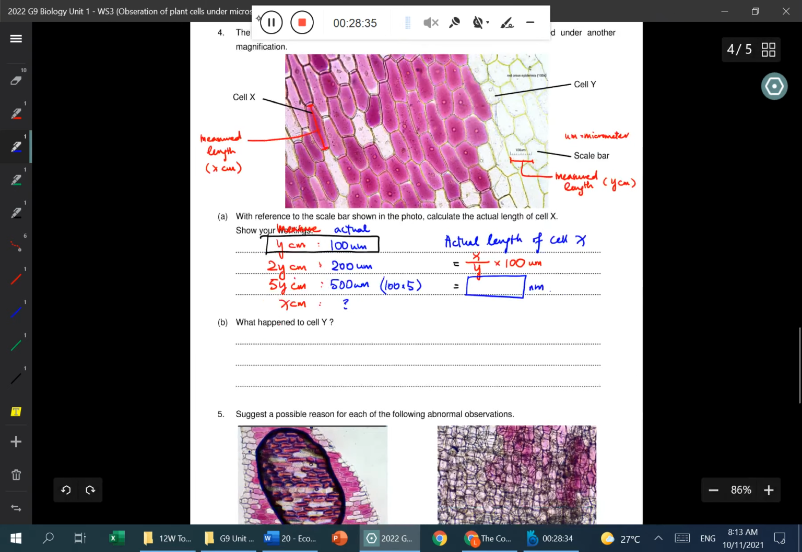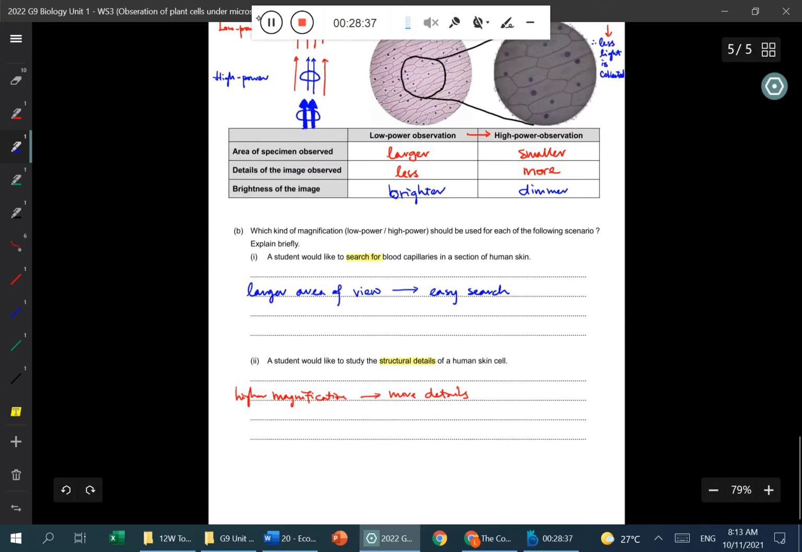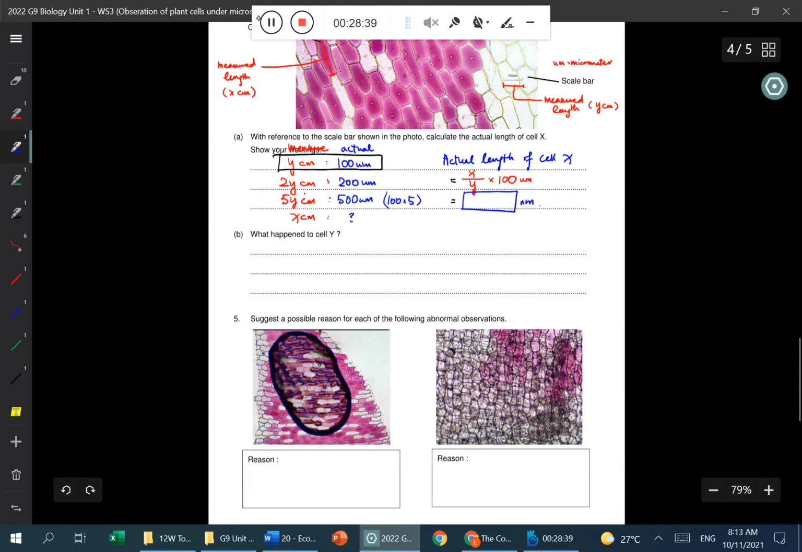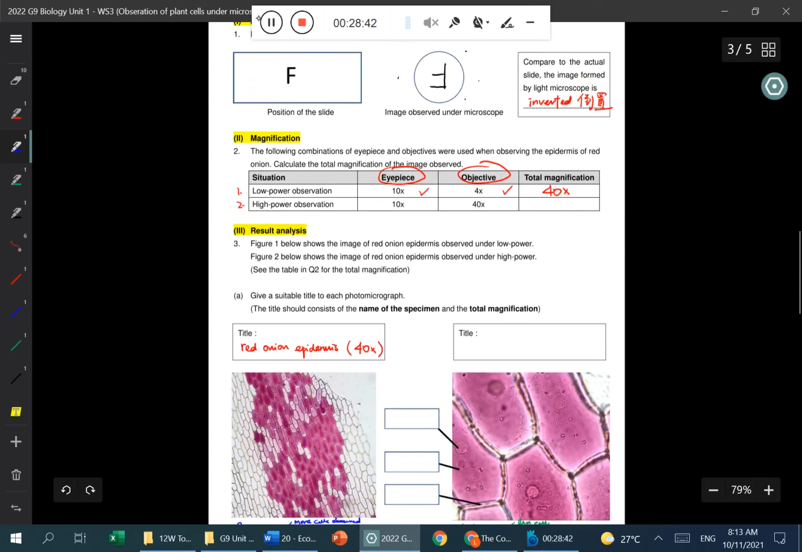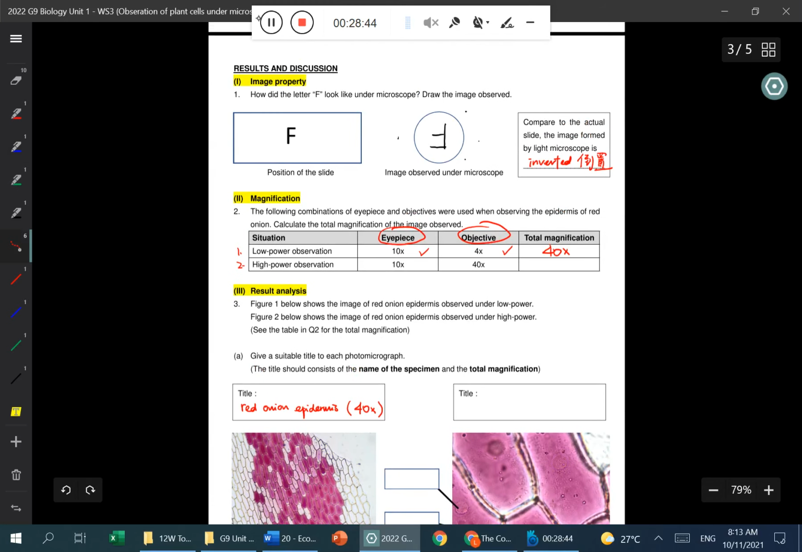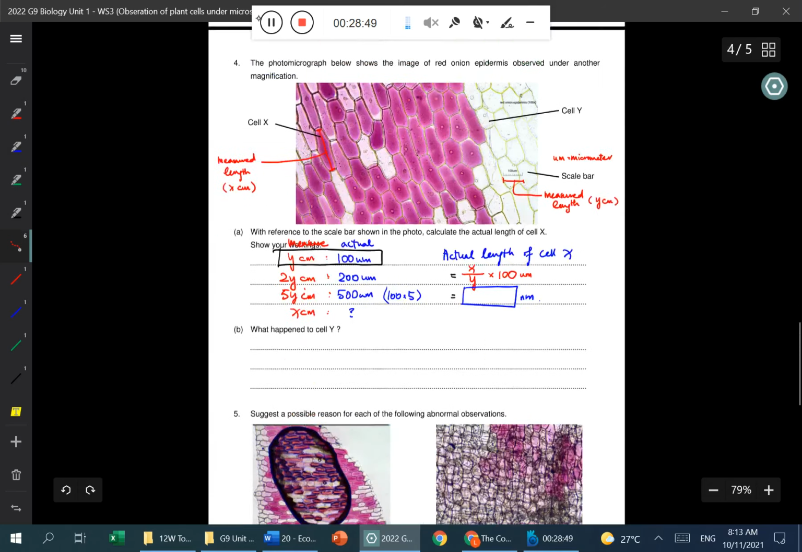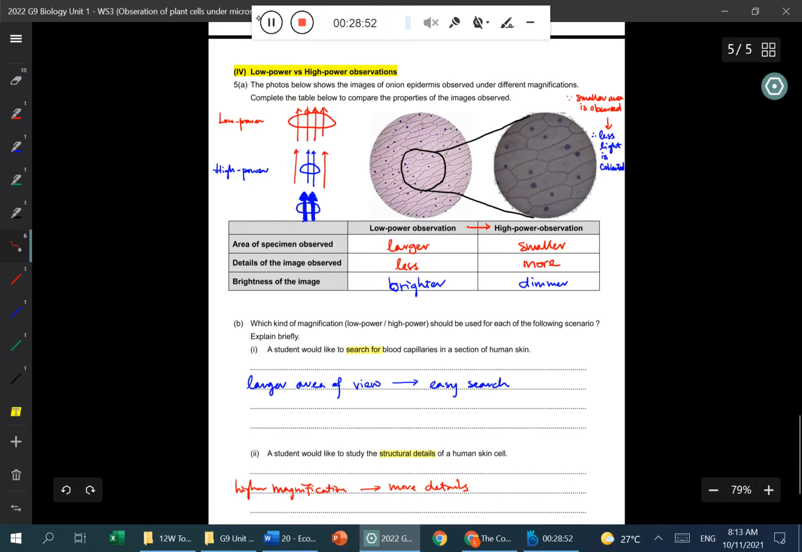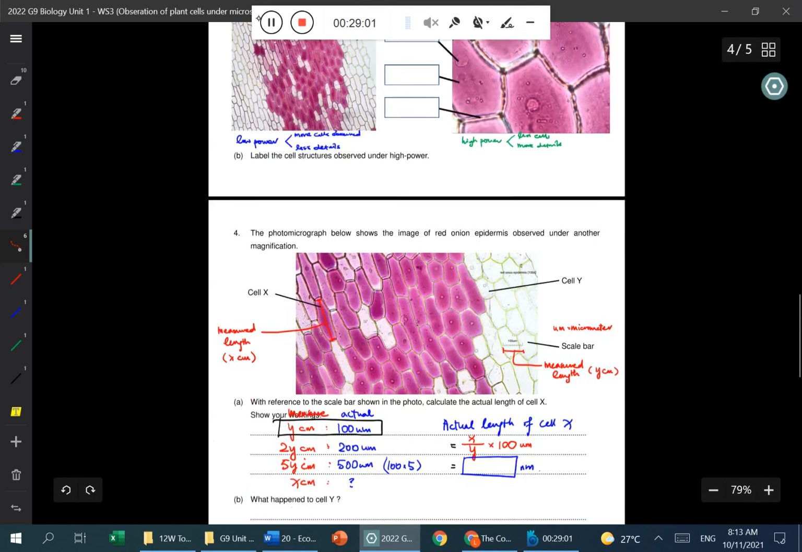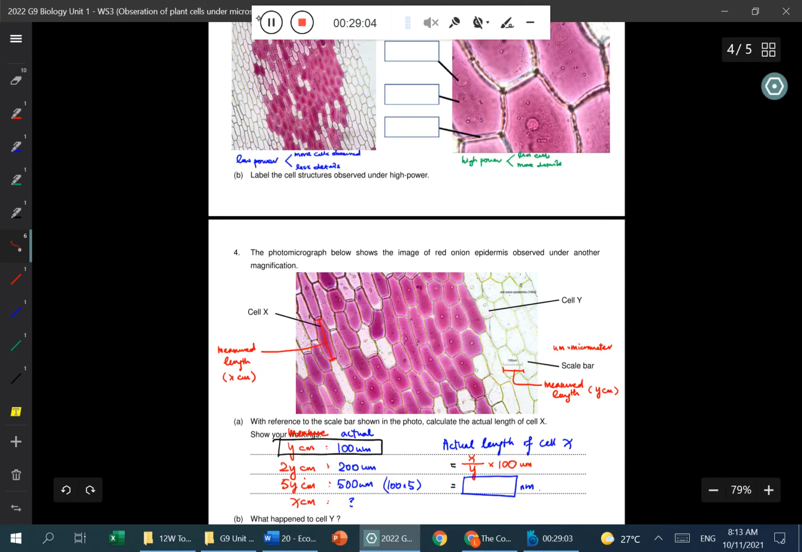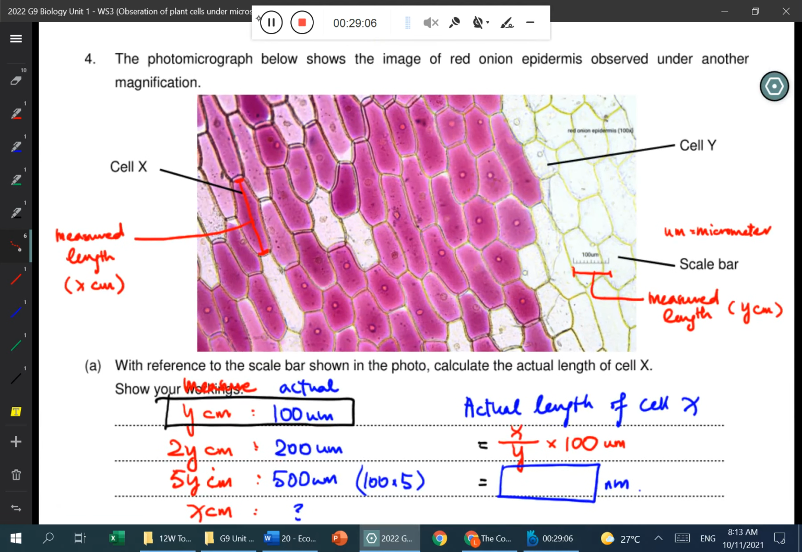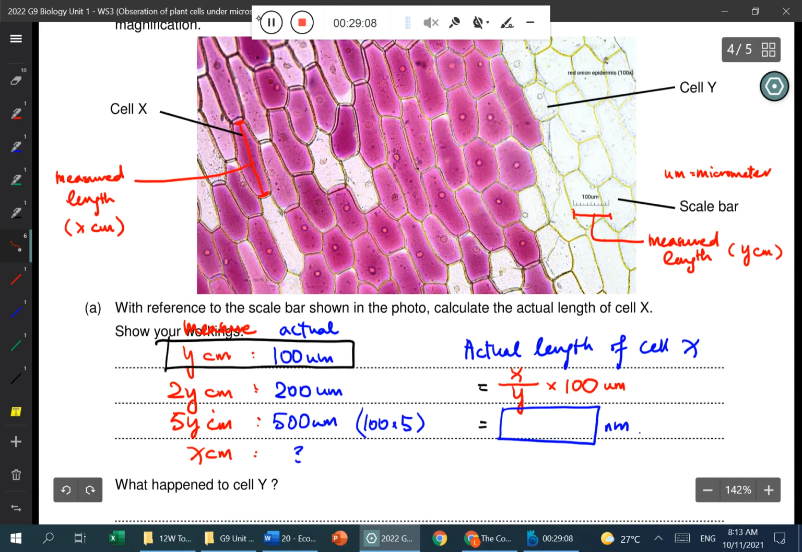Well, so far we should have covered all the aspects that we want you to learn about microscopes, properties of image, how to present your results, and knowing that you should use low or high power observation under different situations and the reasons behind. The last thing that we want to teach for this particular session is that we observe red onion cells.